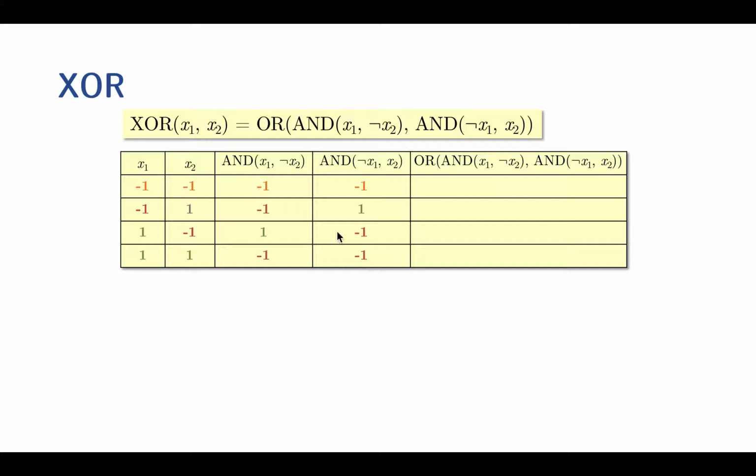Now I can OR these two columns together. If I do that, what will be the OR of this? Minus 1 and minus 1, that's going to be a minus 1. And minus 1 and 1, that's going to be 1. 1 and minus 1, that's going to be 1. But minus 1 and minus 1, that's going to be again minus 1. And so this is nothing but an exclusive OR.